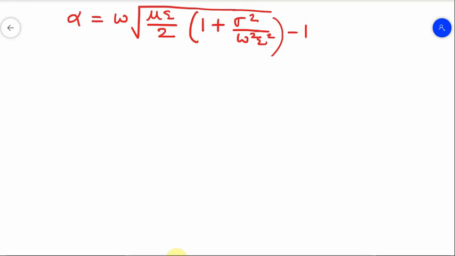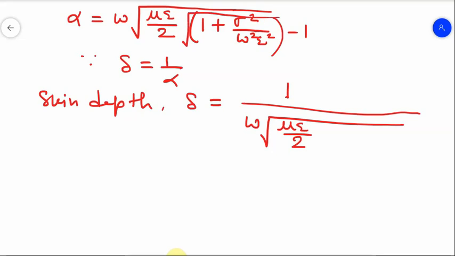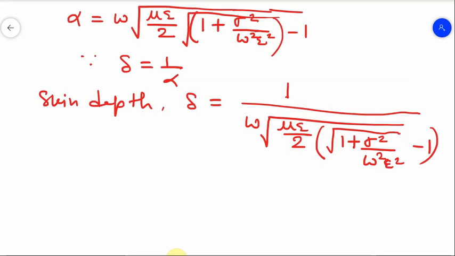Now since your delta is 1 upon alpha, the skin depth delta is given by 1 upon omega root mu epsilon upon 2, root over of 1 plus sigma square upon omega square epsilon square, minus 1. Okay, so this is your delta.